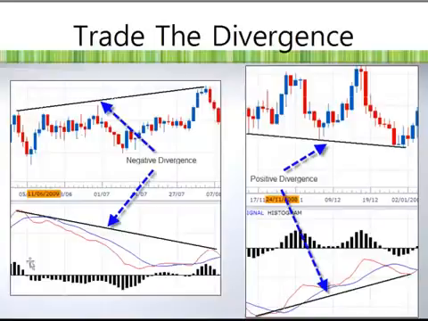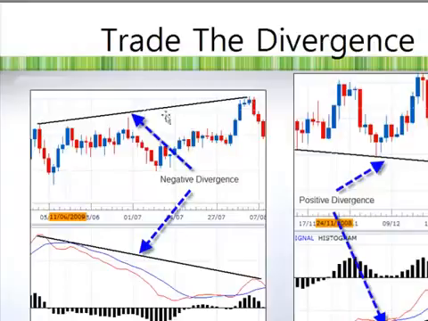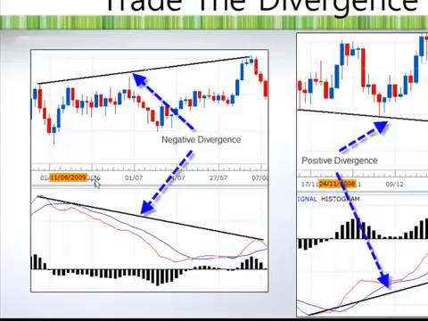So what do you mean by the divergence? You can see on this picture here, we call this a negative divergence. Why? Because the price is making a higher high. Can you see that? The price is making a higher high, but the MACD is making a lower high. You can see this high here is lower than here. You can see the divergence. This is making a higher high, this is making a lower high, and this is called negative MACD divergence.